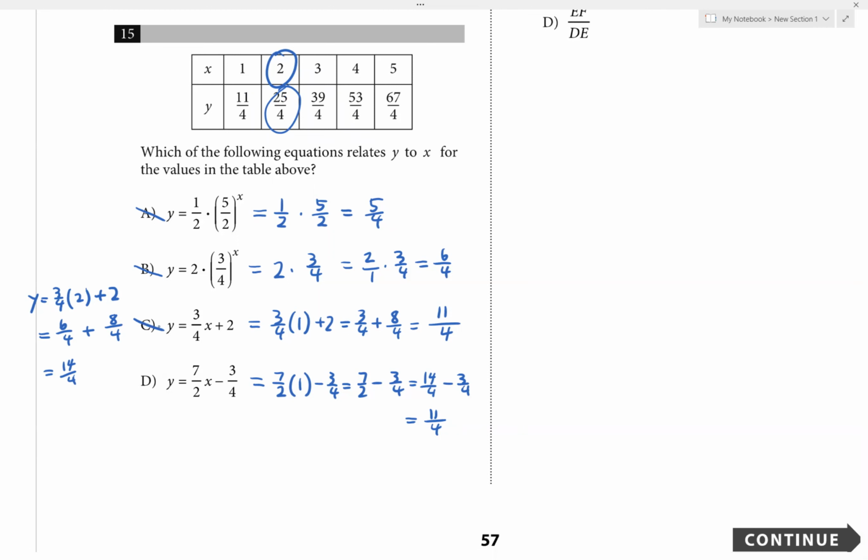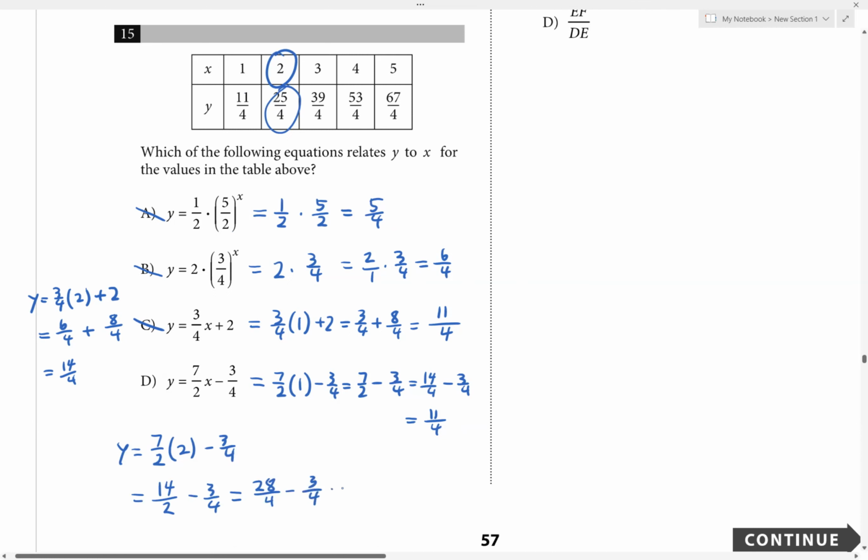So you just want to make sure real quick. We try answer D, we can plug in 2: y equals 7 over 2 times 2 minus 3 over 4. This will be like 14 over 2 minus 3 over 4. 14 over 2 is 28 over 4, minus 3 over 4, which is, yeah, we do get 25 over 4. Okay, so that works. So the answer had to be letter D. All right, so for this type of question, by plugging in a number, we do have to eliminate 3 wrong answers before we select our final answer.